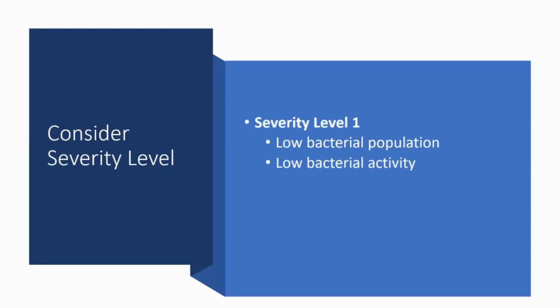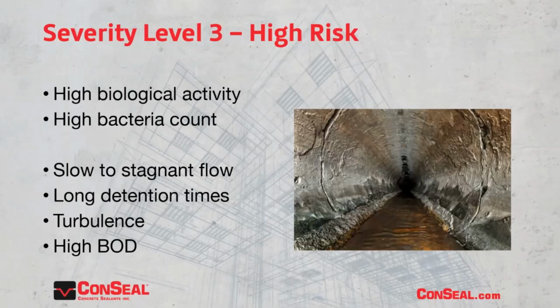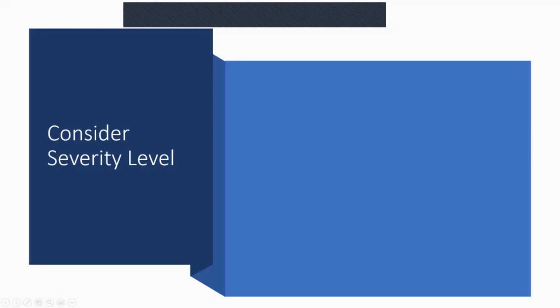Then you've got severity level 2, or I'm sorry, severity level 3, which is high bacterial population and high bacterial activity. So this is the worst severity level. In this particular severity level, you would see slow to stagnant flows, long detention times, a lot of turbulence, and high biological oxygen demand. Typically a pipe that's very long and very slow flow. This is what you're going to see in severity level 3.